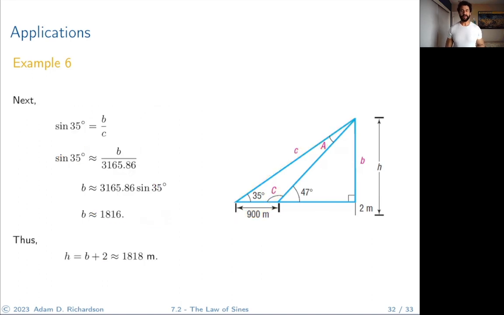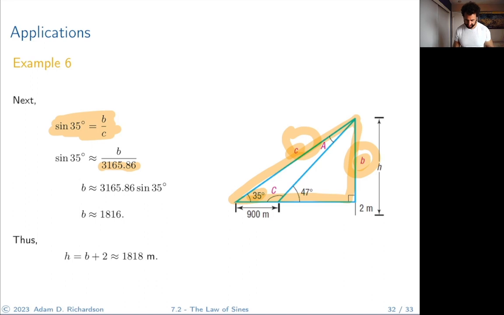Remember, right triangle trigonometry is really helpful, right? SOHCAHTOA. What we know is this information right here, we want to know this information right here, and we know this angle. If we look at the big picture, the right triangle right here, we can find B using right triangle trigonometry because sine of 35 is going to be, SOHCAHTOA, opposite over hypotenuse, right here.